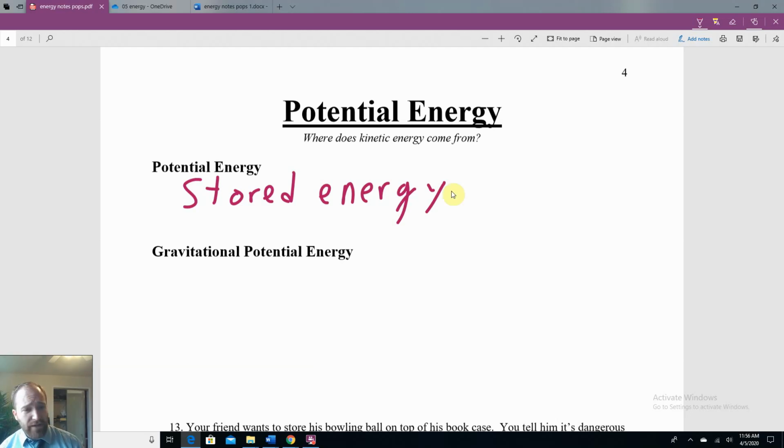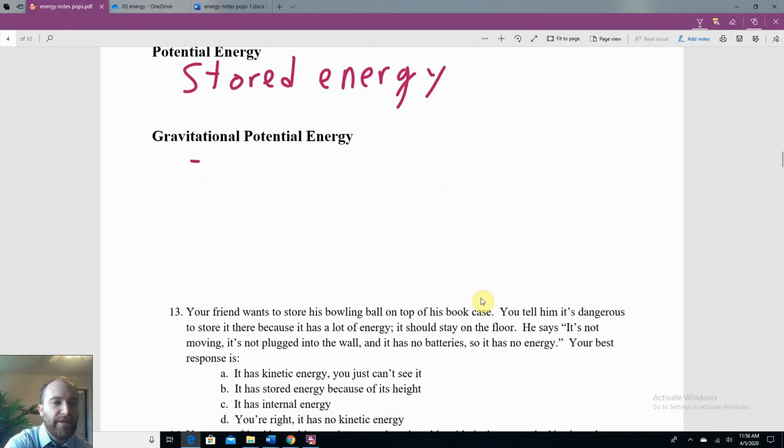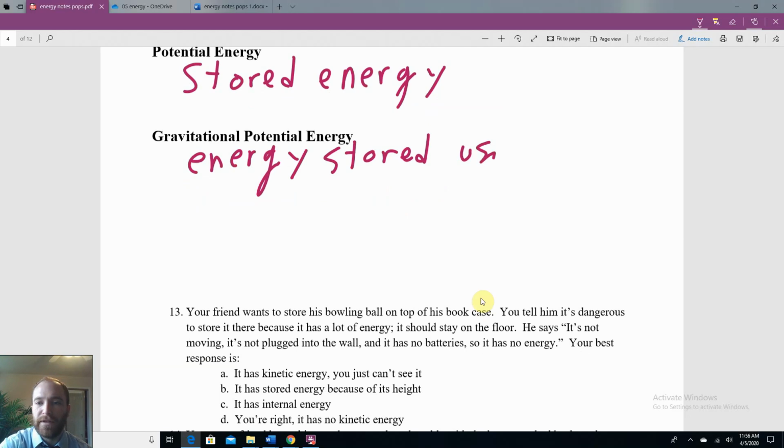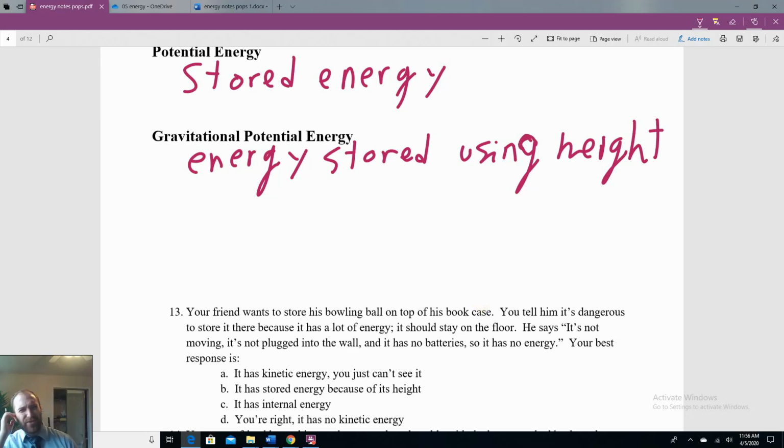We're going to talk mostly about a specific type of that stored energy called gravitational potential energy. What this is, is just energy that is stored using height. Energy that is stored using height. So it's kind of a weird idea that you can store energy using height, but it sort of makes sense if you think about it.